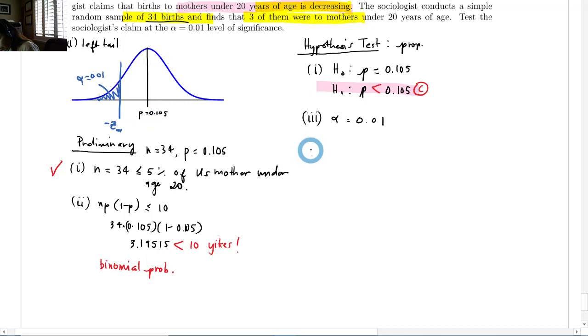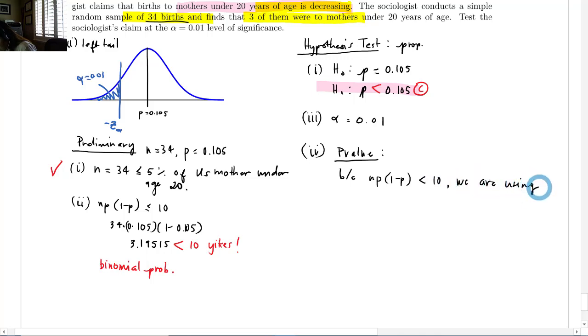Okay, so step 4 would be the p-value. So let's go ahead and find that. And let's write a note. Because NP times 1 minus P was less than 10, we are using the binomial distribution. Right, and you should remember it as binom CDF in the calculator, right? NPX.